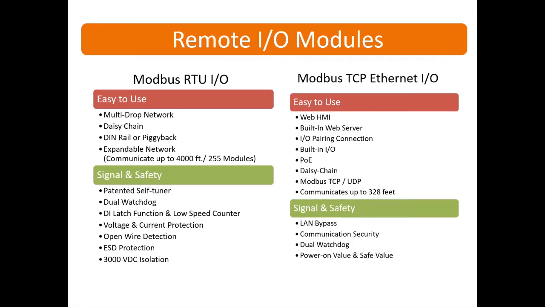Our Modbus RTU-based M7000 modules communicate over RS-485, which is two insulated copper wires and can be daisy-chained with up to 255 modules in one network. They support expandable networks and can communicate up to 4,000 feet, and support greater distances with the use of our I-7510 RS-485 repeaters.